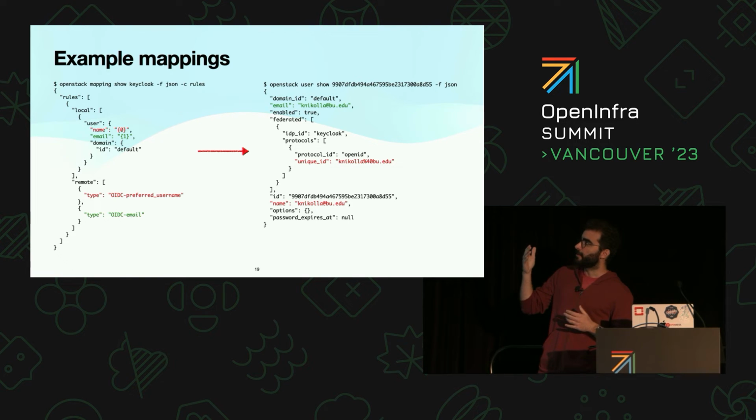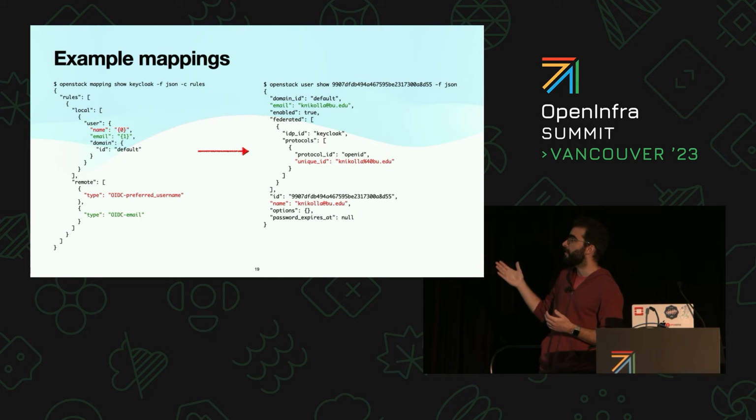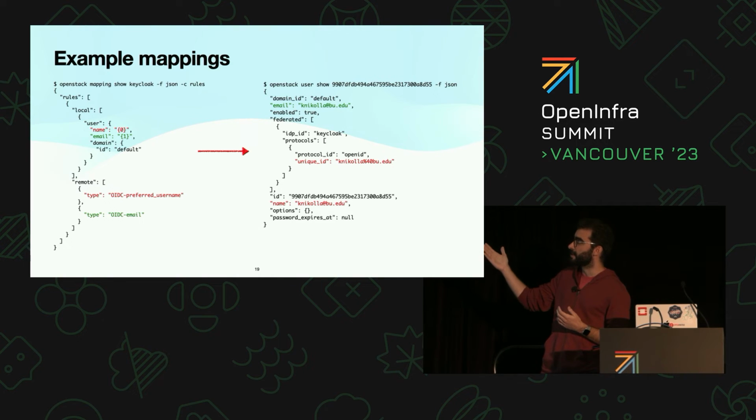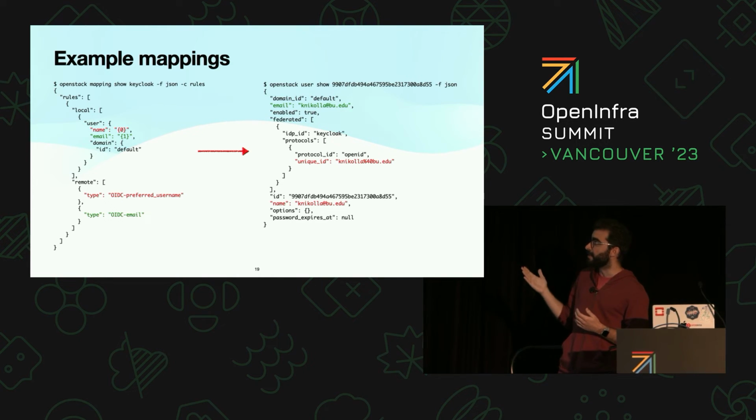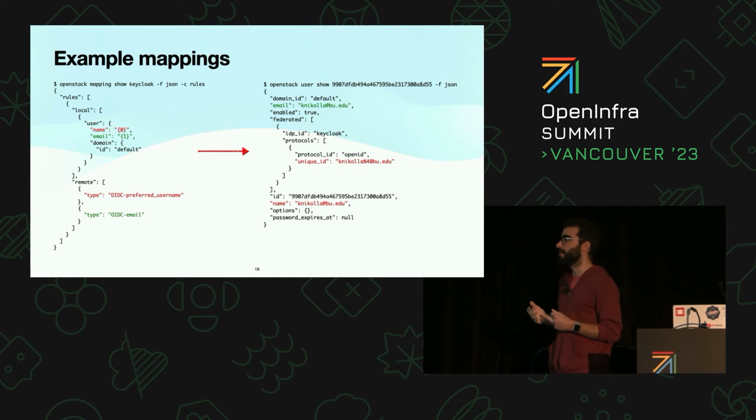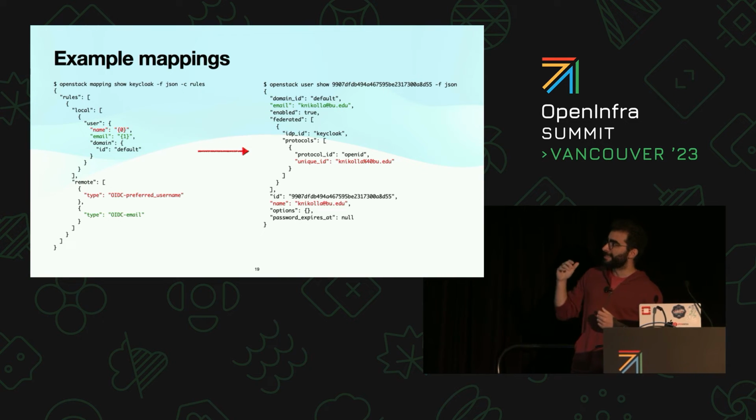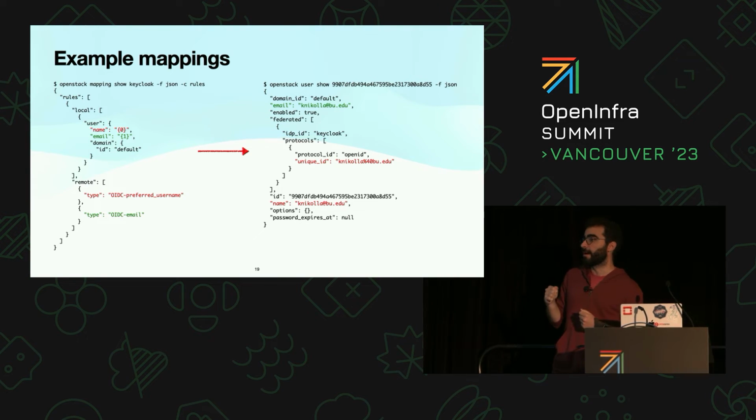So in this case, once I have logged in, it will create a user for me. And if I query the information for that user, what I'm going to see is that there's a federated section that mentions that my IDP is Keycloak. These are the protocols that I have used to authenticate, namely OpenID, and that's the unique ID that was passed as the OIDC preferred username. So whatever you specify as the name in the mappings is going to become the username of the user and the unique ID that the user is going to be defined by.